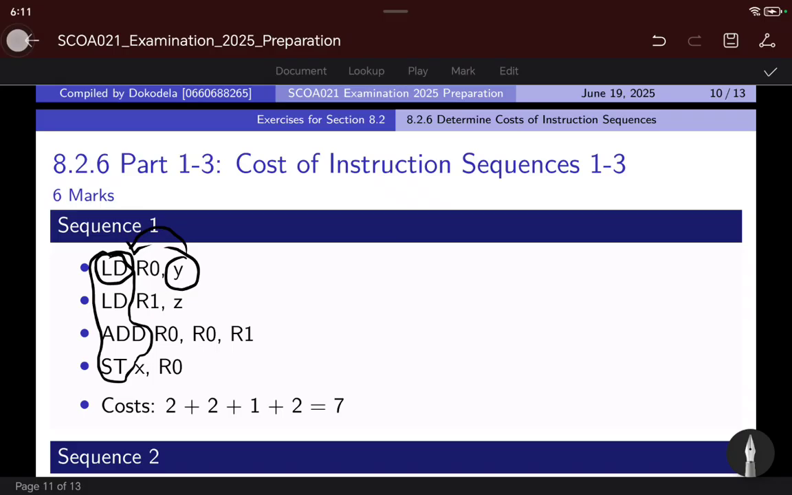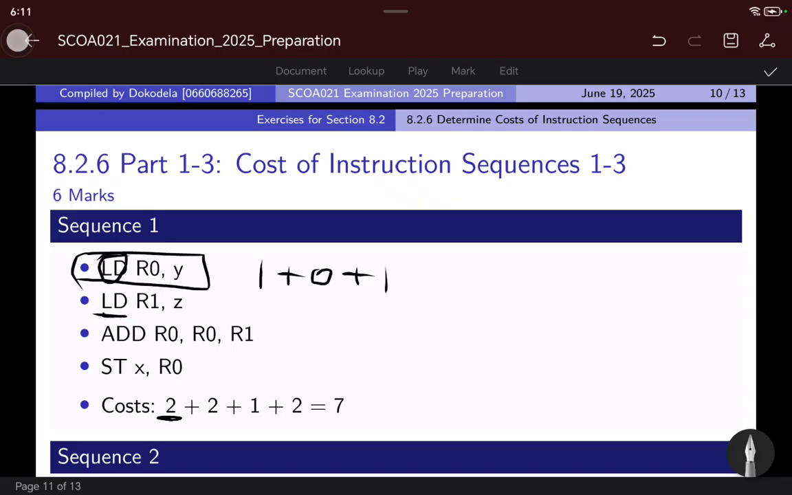For example, we look at the first line. First line, we already have a load, which is 1, register is 0. Then we have y, which is an absolute, is 1. Then this will be 2. Then we come to the next line. We have load, which is 1, plus register, which is 0, plus z, which is 1.